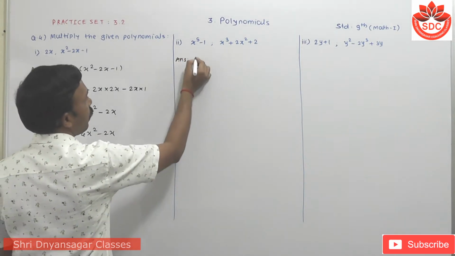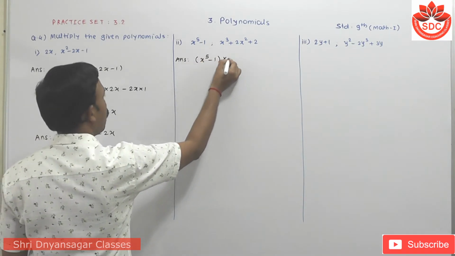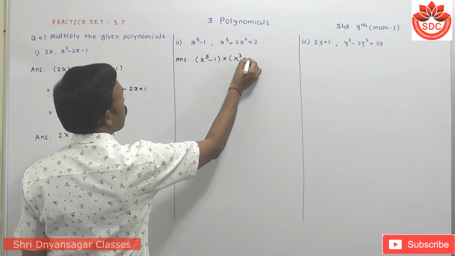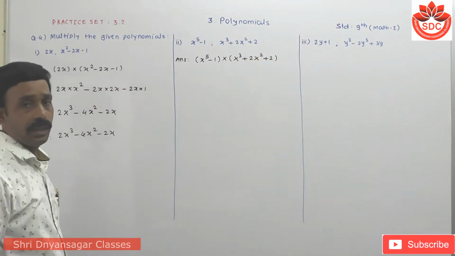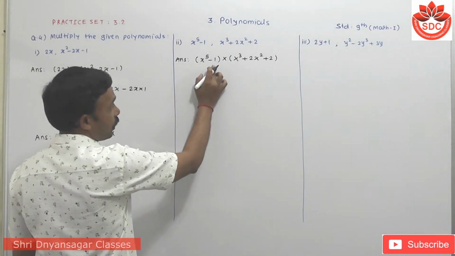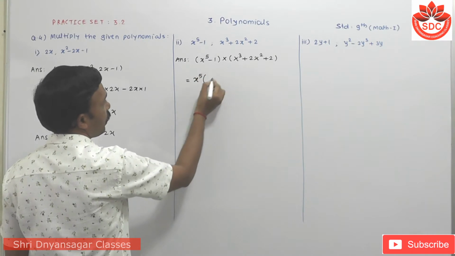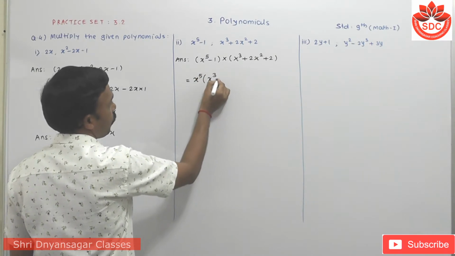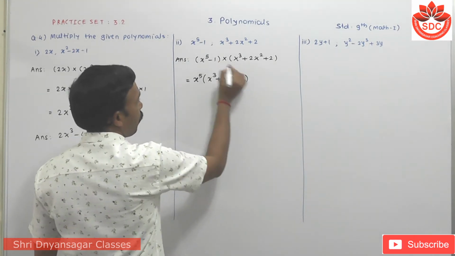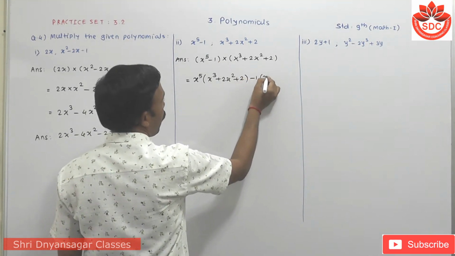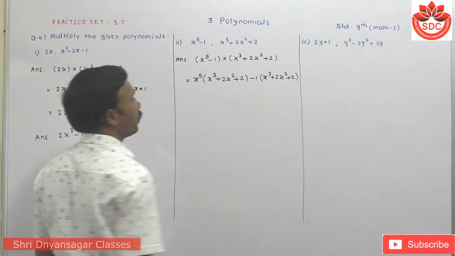Then the second one. Again, so simple. I have taken the first bracket x raised to 5 minus 1, into x cube plus 2x square plus 2. Multiply each term of the first bracket to the second bracket. So I write x raised to 5 into (x cube plus 2x square plus 2), then minus 1 into (x cube plus 2x square plus 2).